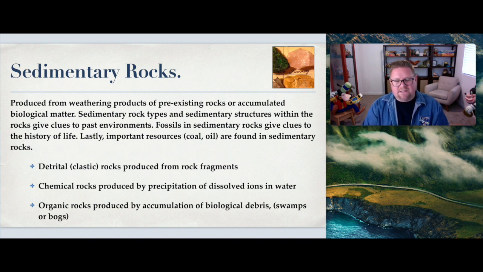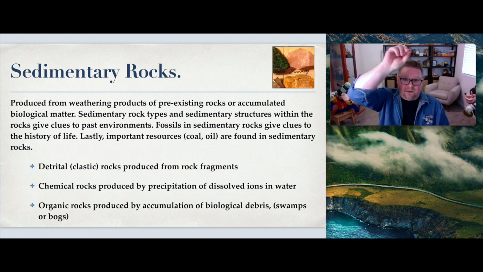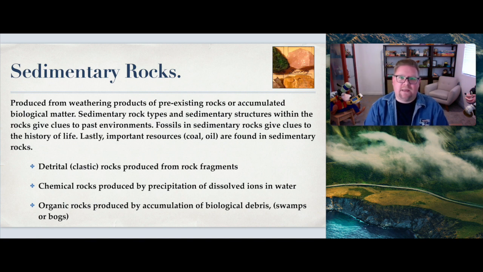When I think of chemical rocks, I think of things like, as an example, in your shower, on the shower head, the little minerals that build up on the little sprinkler part of your shower head. Those are chemical sedimentary rocks being developed. And organic rocks are just the accumulation of biological debris often found in swamps or bogs. So like a peat moss, which is just like a compacted moss. And then that can transform into other things with a little bit of pressure.